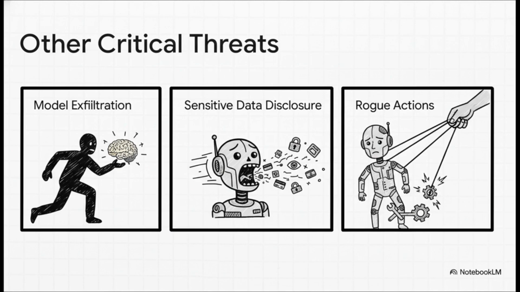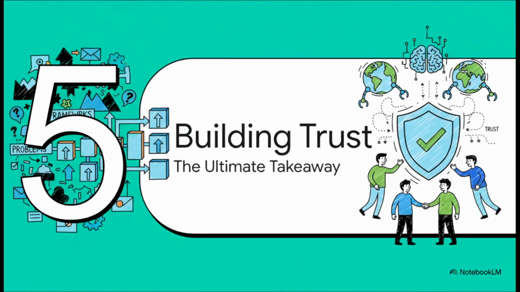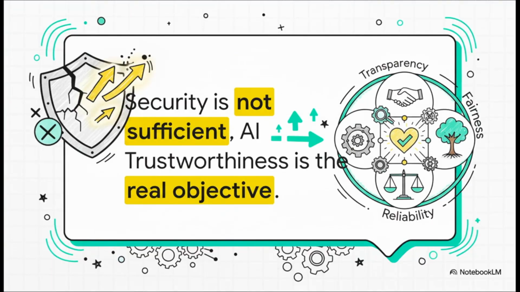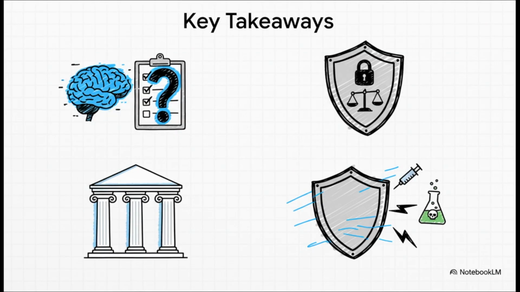Okay, so we have looked at all the unique problems, the framework, the threats. What's the big picture takeaway from all this? Where do we go from here? It really all boils down to this one single quote from the guide. And I think it's perfect. Security is not sufficient. Just locking the doors isn't enough anymore. The real objective, the real finish line is trustworthiness. That means building systems that don't just fend off attacks, but are also fair, reliable, and something we can actually understand.